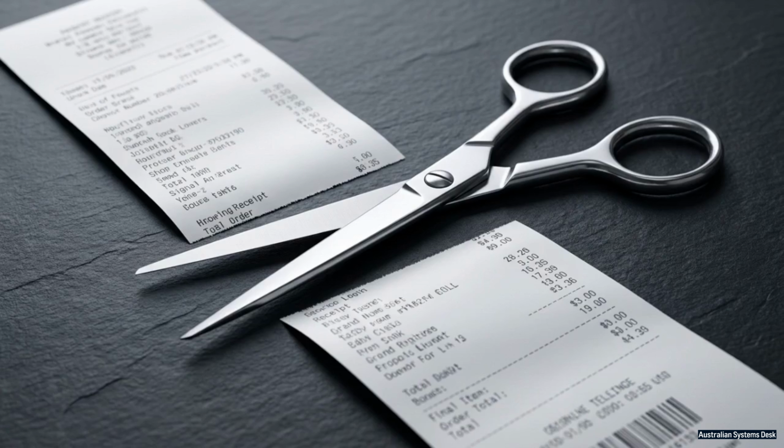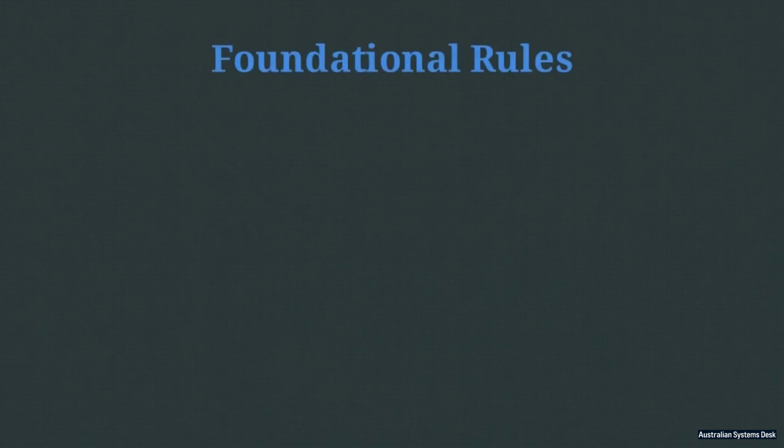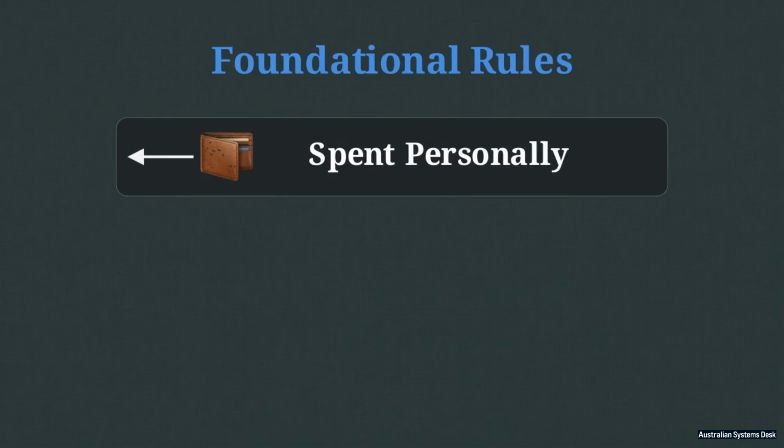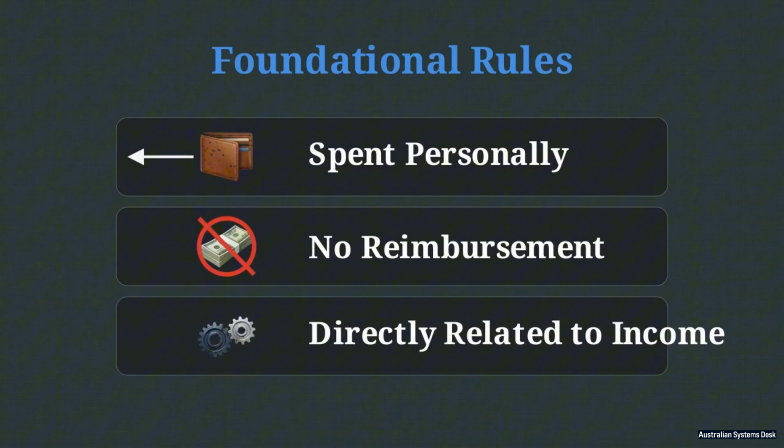Check 4 covers your deductions. Let's dismantle a persistent myth right now. You cannot automatically claim a $300 work deduction without having actually spent the money. The foundational rules are strict. You must have spent the money out of your pocket, you cannot have been reimbursed, and the expense must directly relate to earning your income.